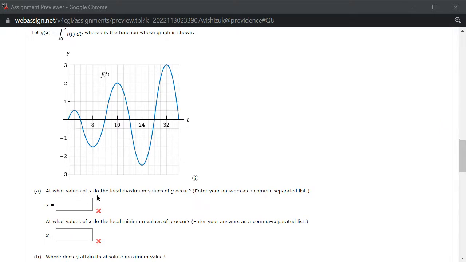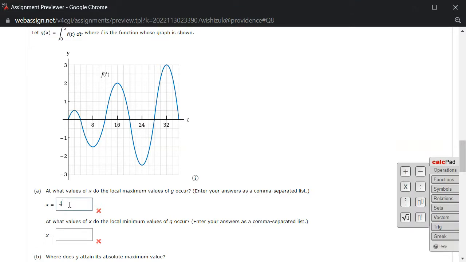At what values of x do the local maximum values occur? First, we have to find the critical numbers. Critical numbers are 4, 12, 20, 28. And then at a critical number, in order to get a local maximum, it has to go from increasing to decreasing, which means the positive derivative turns into a negative derivative. You can see that at 4, it's a positive derivative, because it's above the x-axis, and then a negative derivative. So 4 would be one location.